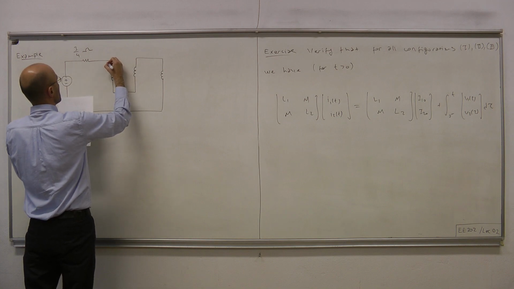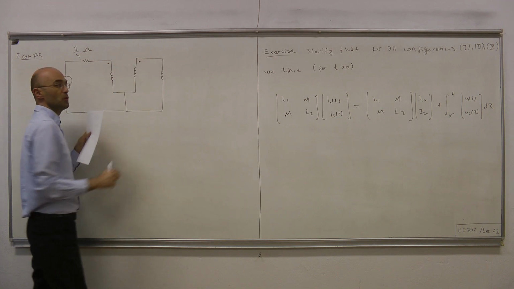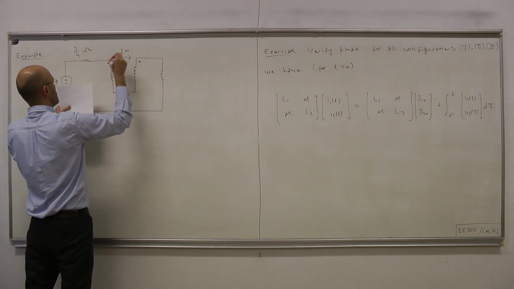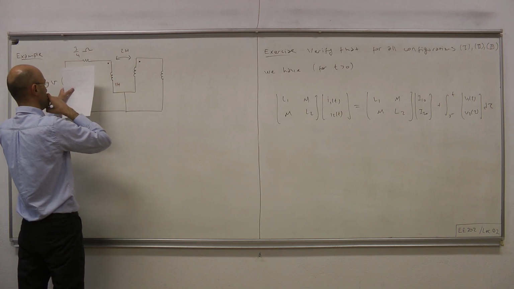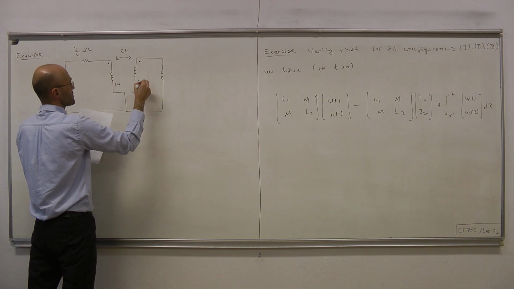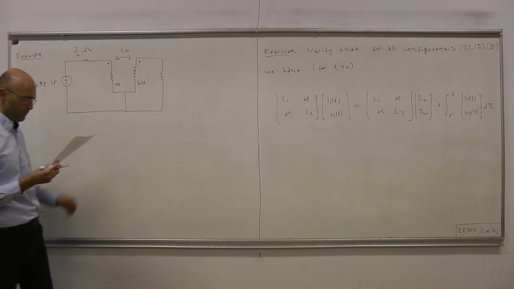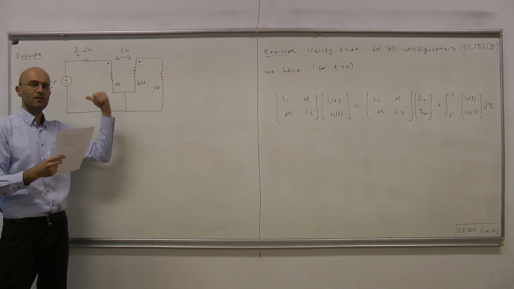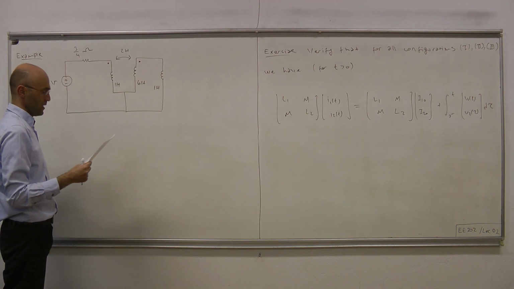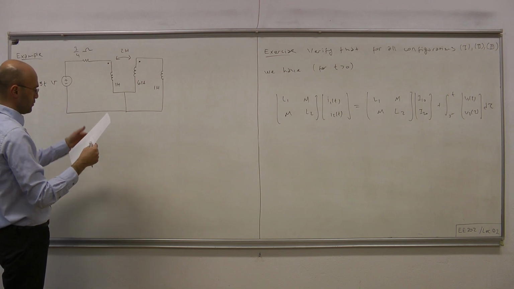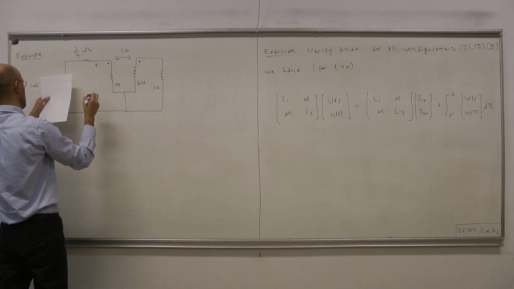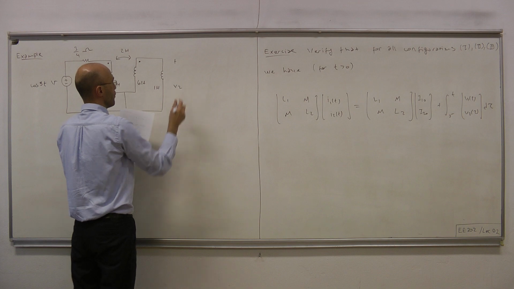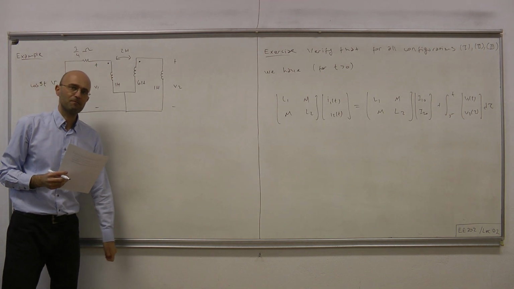And these two inductors are coupled. 2 Henry is the mutual inductance, 1 Henry is the self-inductance of the first coil, 6 Henry is the self-inductance of the second coil. And here we have 1 Henry for this coil, which is not coupled to the other inductors. And two voltages are labeled as follows. This is V1, and here we have the voltage of the 1 Henry inductor.